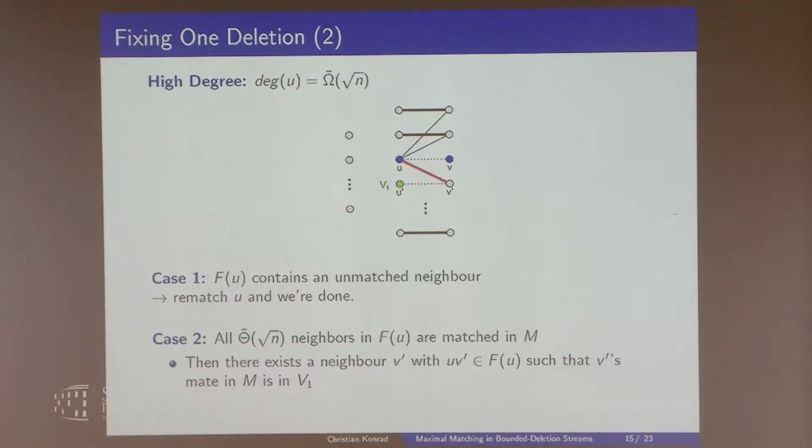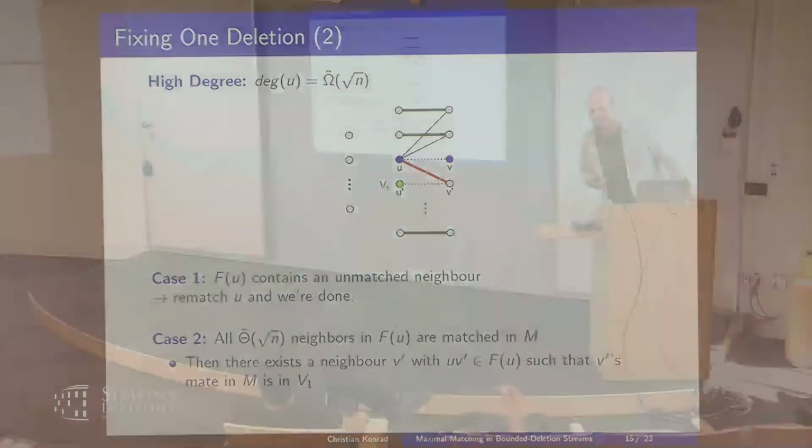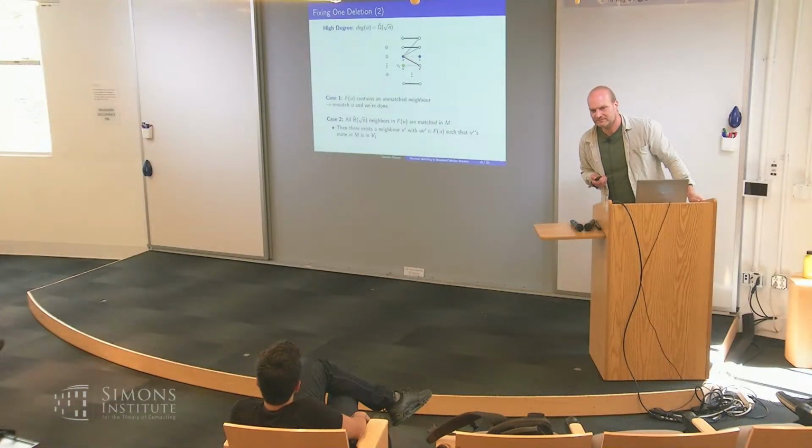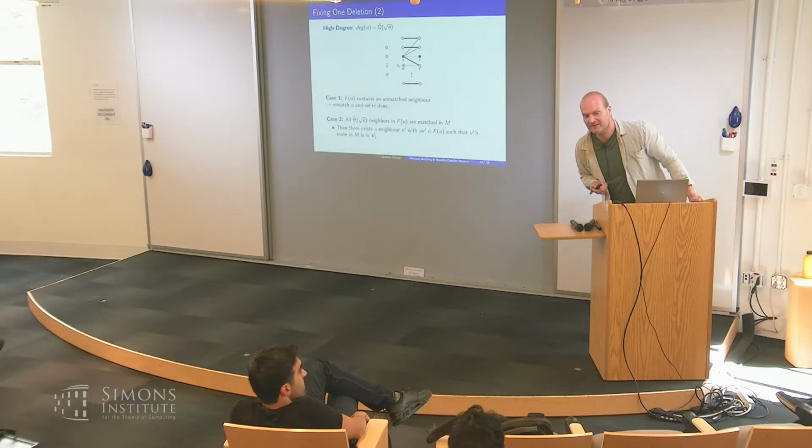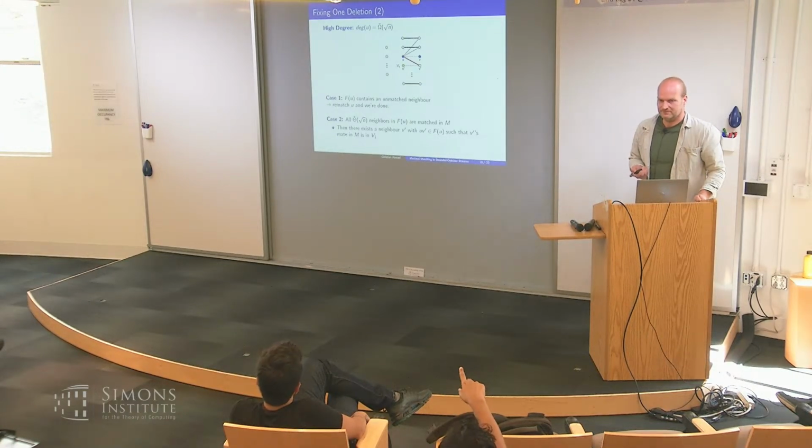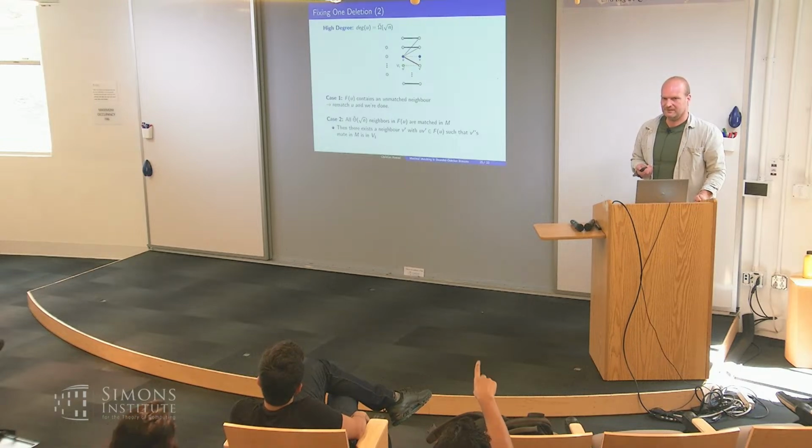Would you need to recurse this? Because V dash has all of its neighbors matched, and then if you go one more level, you might be able to do it. Will that happen? I didn't quite understand what you meant. I was just asking, like, let's say you start from U, and it turns out all of its neighbors are matched, and you look at the vertex V dash and ask, do you have a neighbor who's unmatched, right?